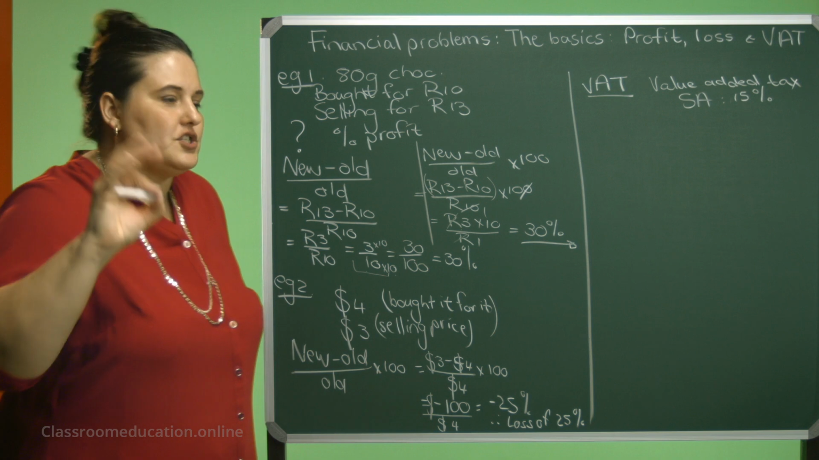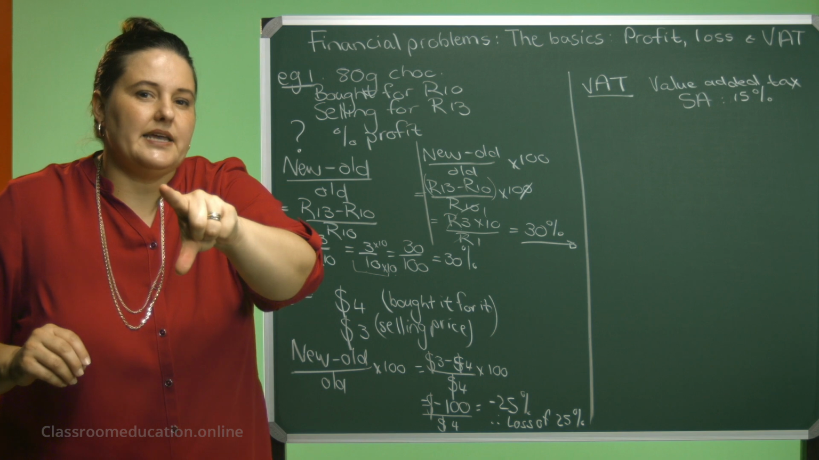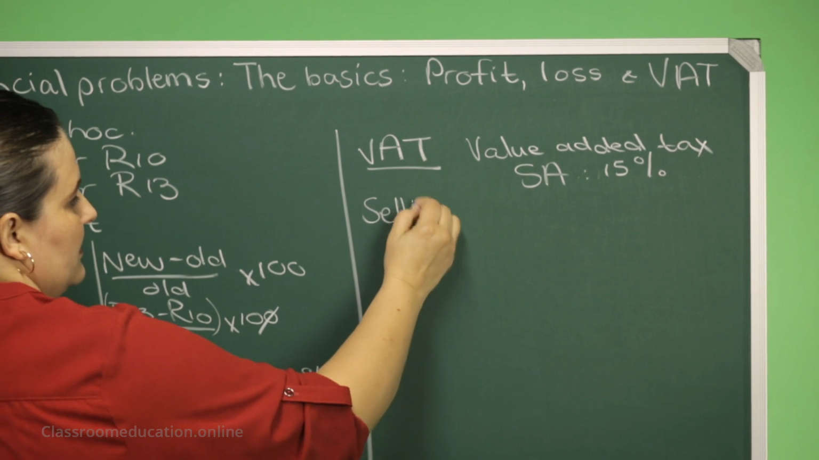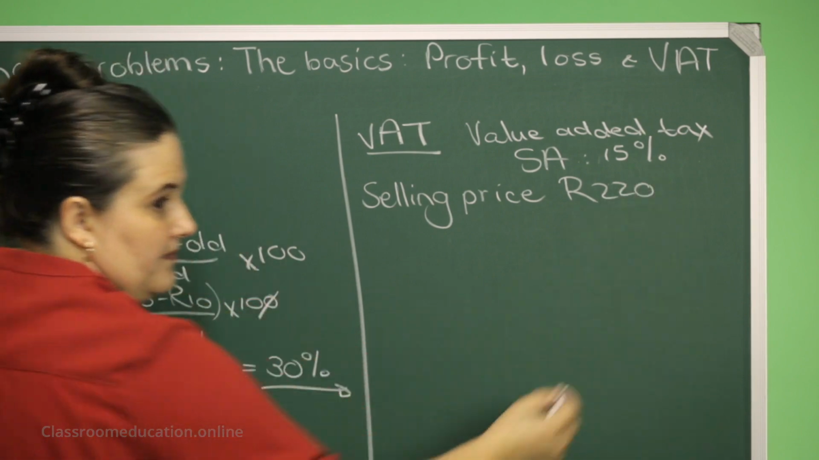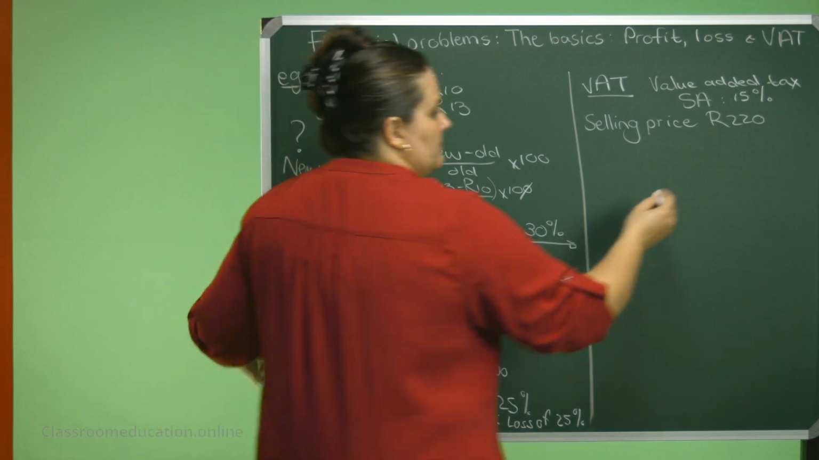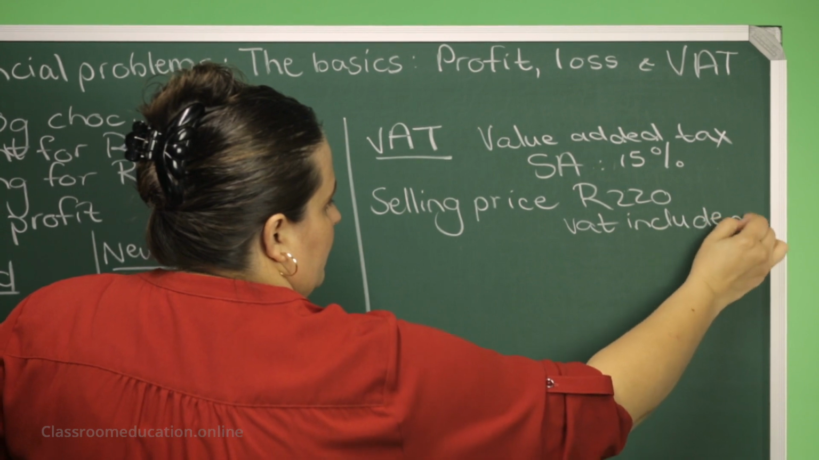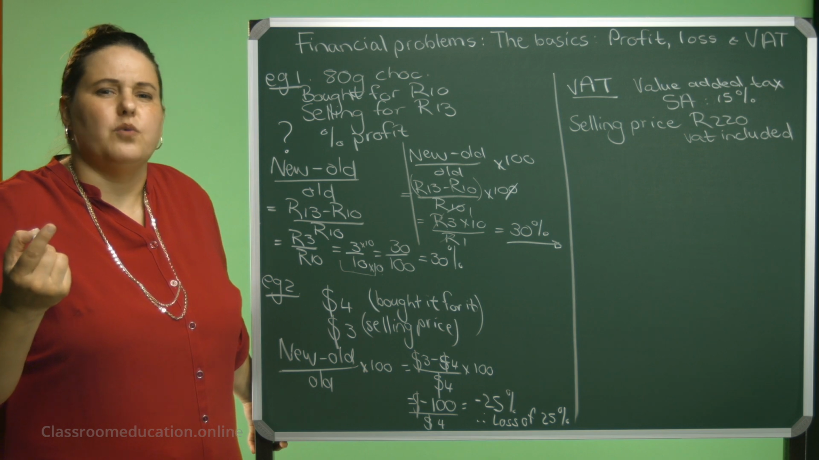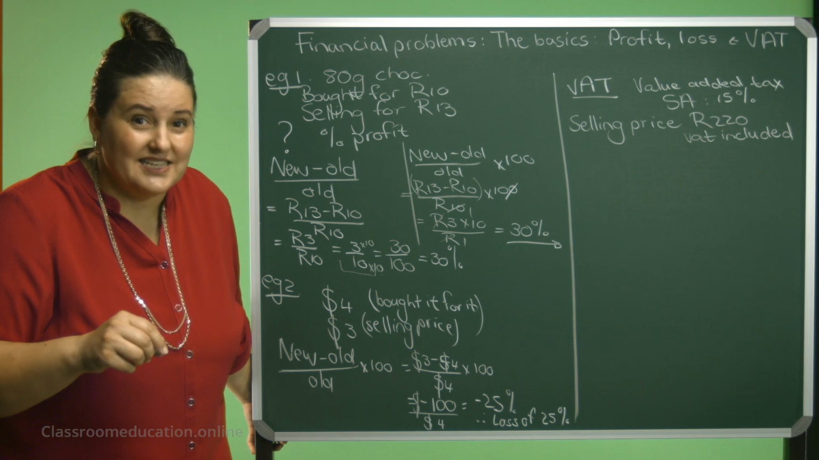Okay, now let's do an example using that. Let's say you are selling a book for 220 Rand. So your selling price is 220 Rand. But that includes VAT. So it's VAT included. Now my question: what was the original price without VAT? How can we determine this?